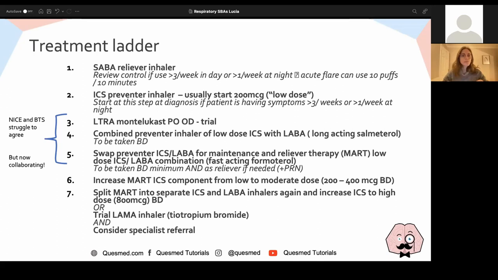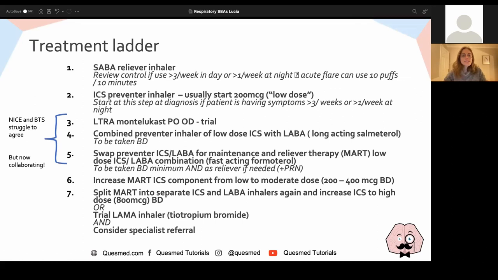Now, the next few steps involve either a sequence of trialing some leukotriene antagonists such as montelukast, combining your ICS with a long-acting bronchodilator such as salmeterol, or you could try a MART, where you have a low-dose combination of ICS and LABA together, instead of having the reliever and the ICS for maintenance. And then again, you just go up with the doses until you've sort of maxed it out. You've tried a little bit of everything, and if that didn't work, then you would go to a specialist.